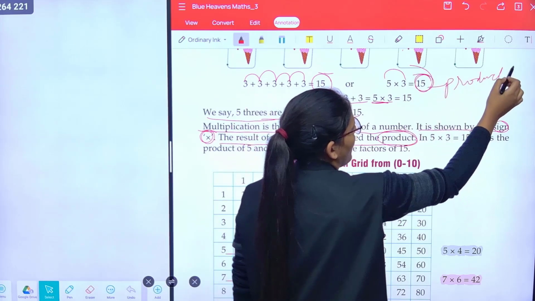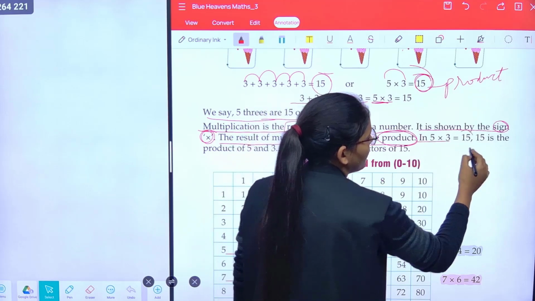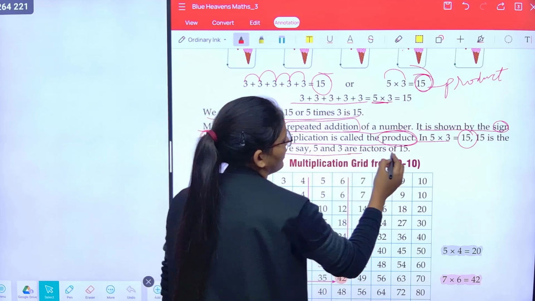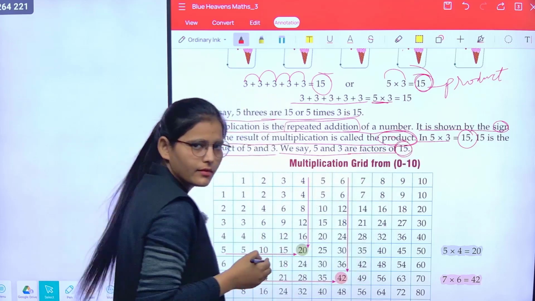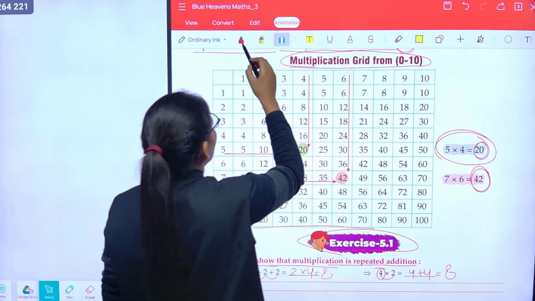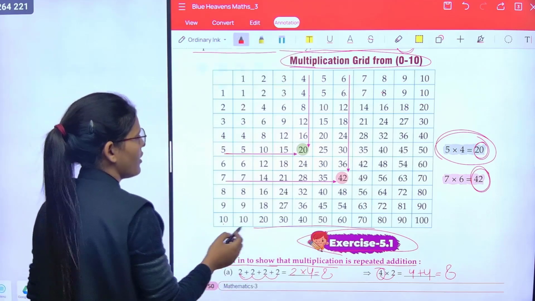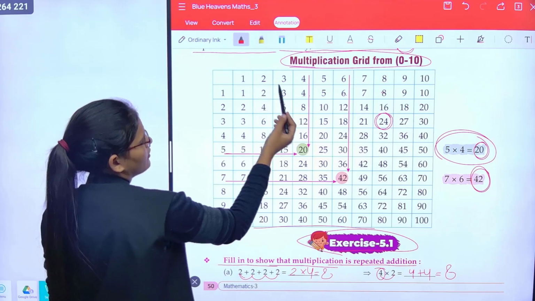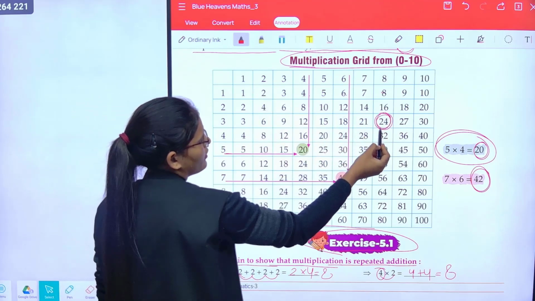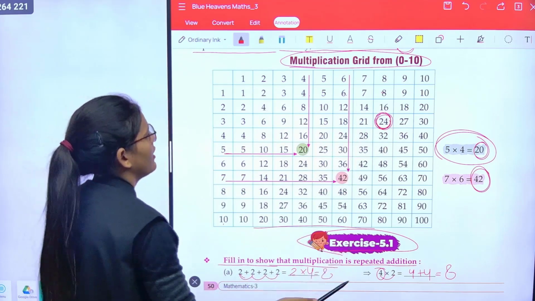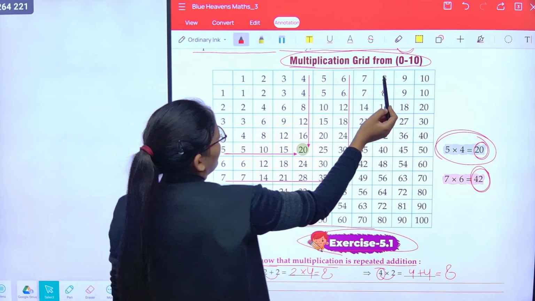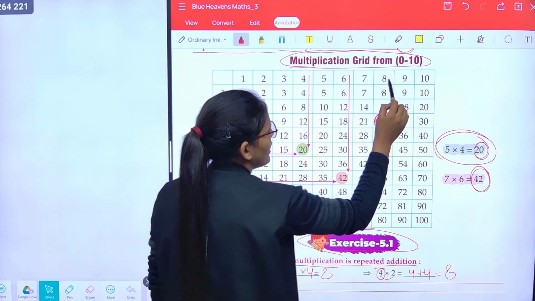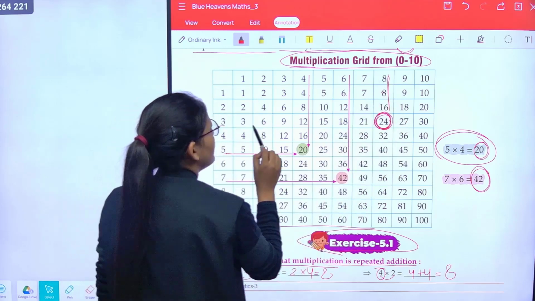5 into 3, 15 is the product of 5 and 3. We say 5 and 3 are factors of 15. Understood? So what is the question? 3 eights are 24, and 8 threes are also 24.